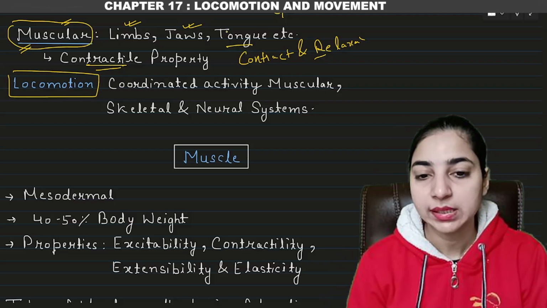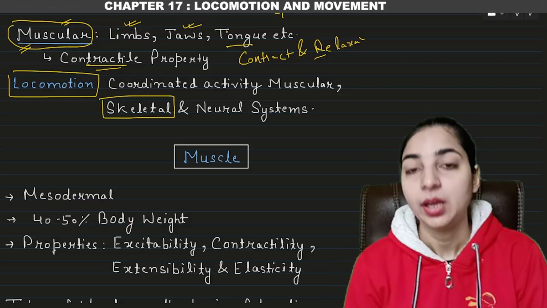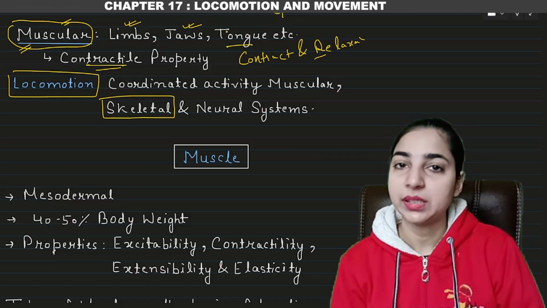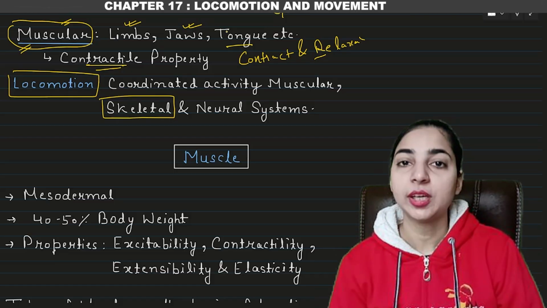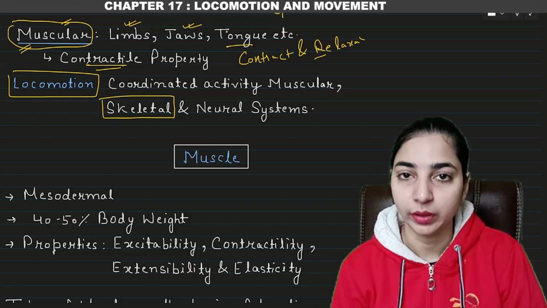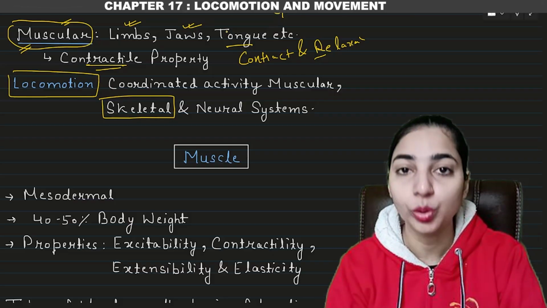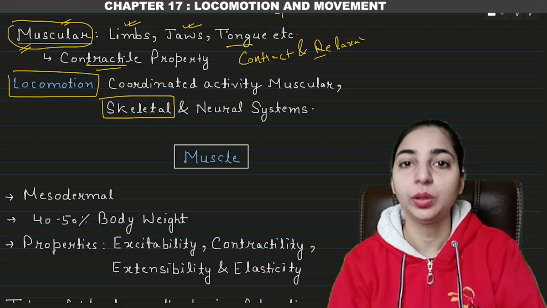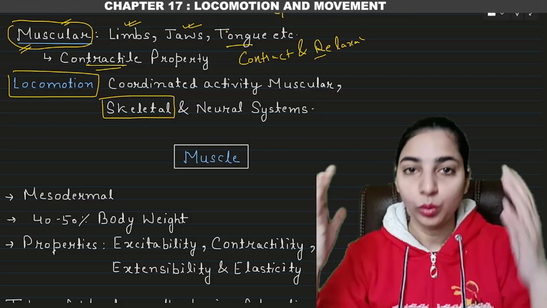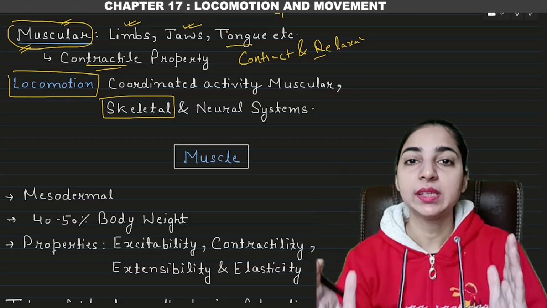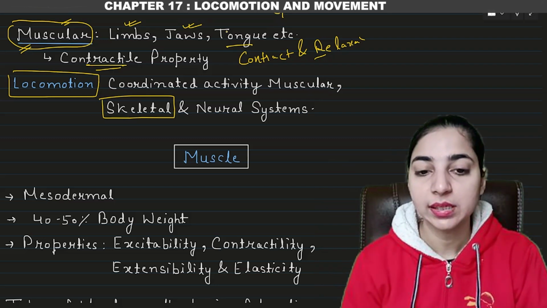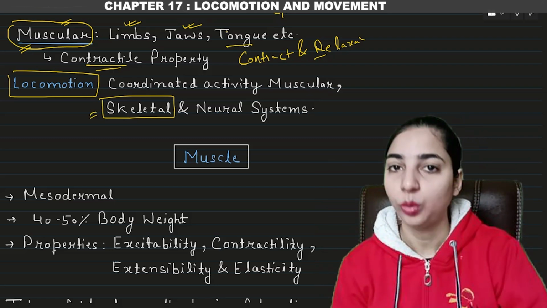At the same time, the skeletal system is also important, because during the movement, not only the muscles are moving. The bones which are associated with the muscles are also moving. Our legs and hands contain bones as well. These muscles are attached to the bones. Similarly, the whole body posture is made up of the skeleton, right? So the skeletal system is also involved in locomotion.